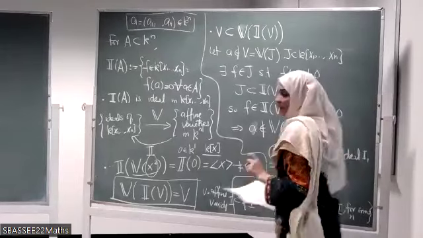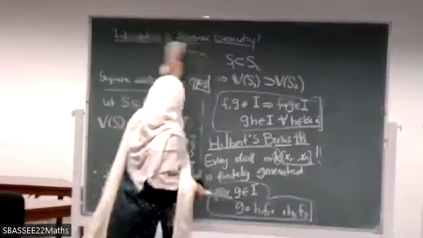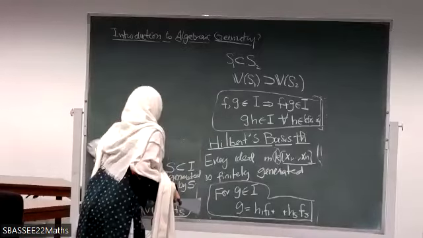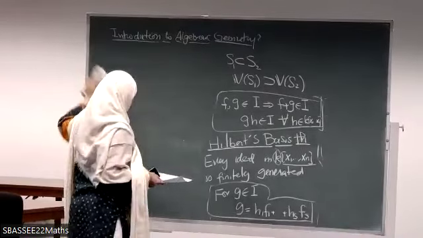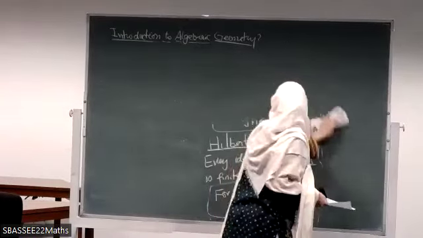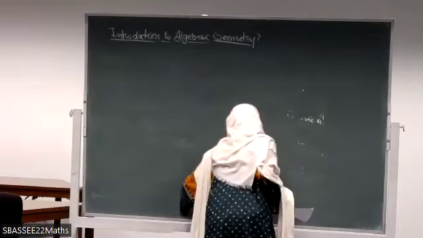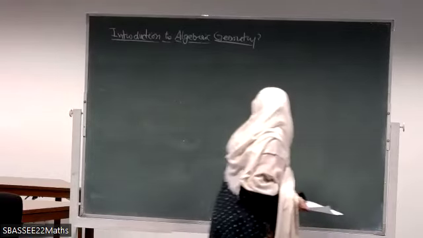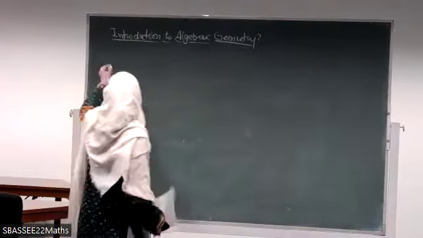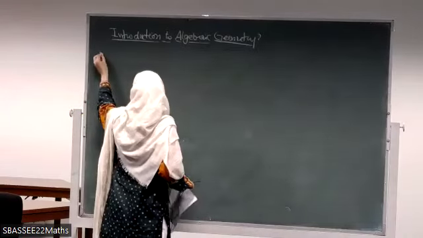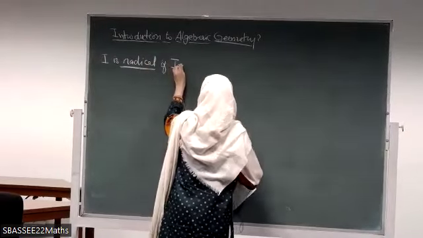So that is called the radical of I, which contains all those elements whose powers are in I. And what is a radical ideal? A radical ideal is an ideal which is the same as the radical of I. In general we know that this is not true, but we say that I is radical if I is equal to its radical.